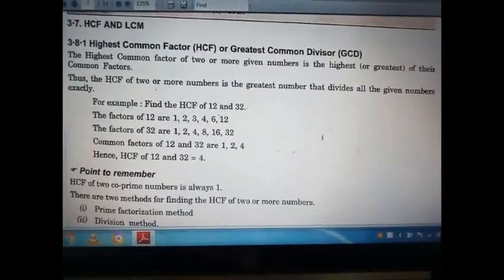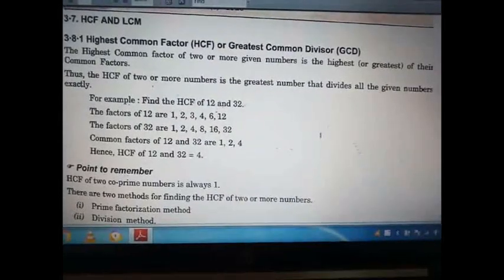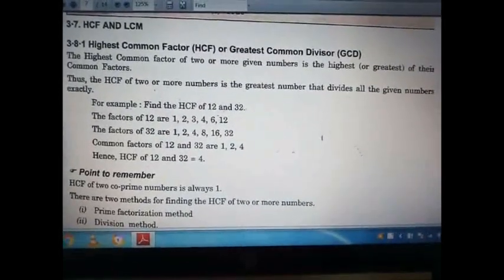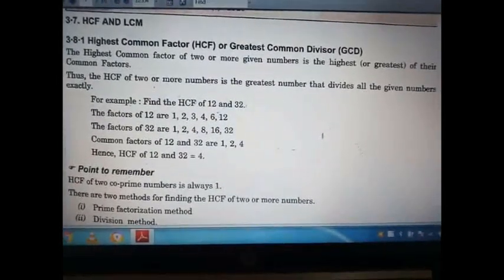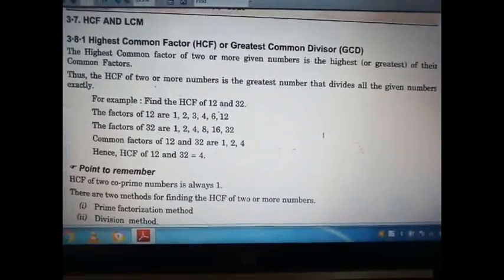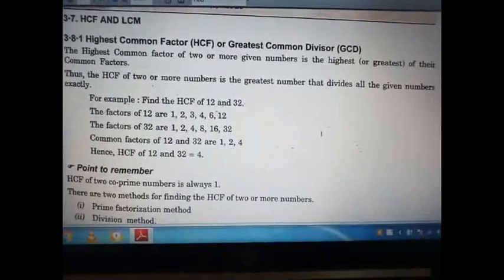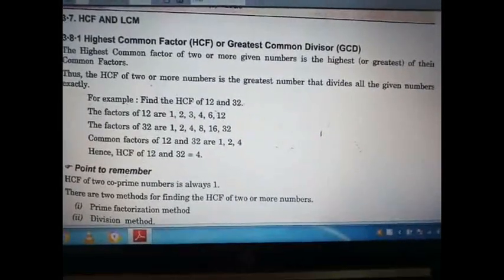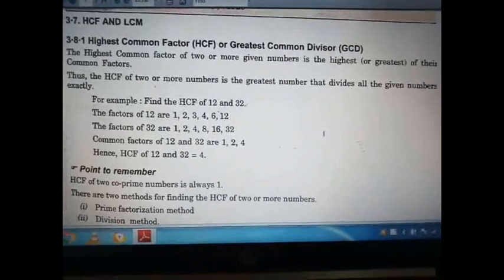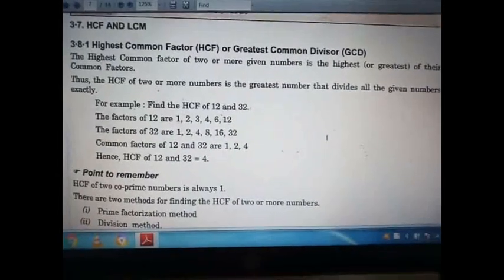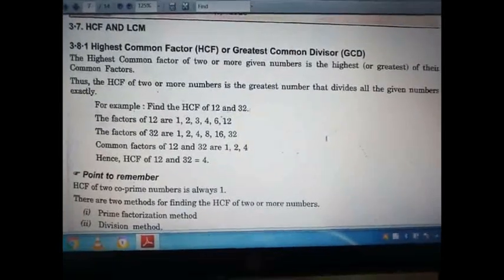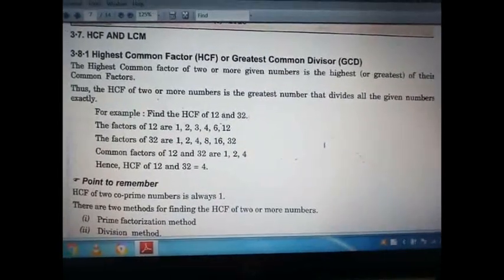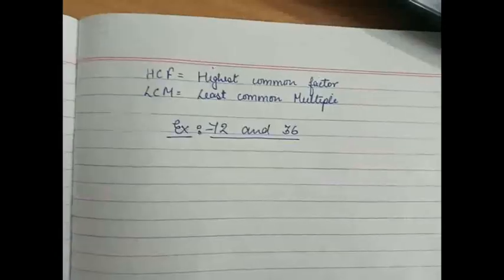The highest common factor of two or more given numbers is the highest or greatest of their common factors. Basically, in the highest common factor there is a factor common between two or more numbers, the highest one, which is common to all the numbers. We will discuss it with an example.